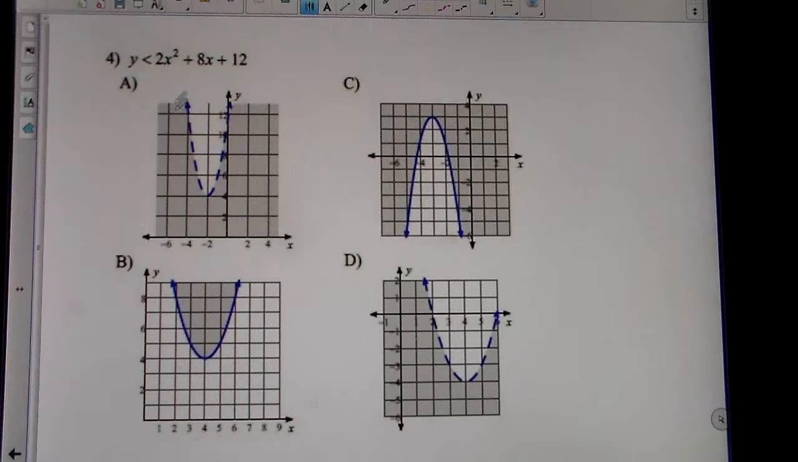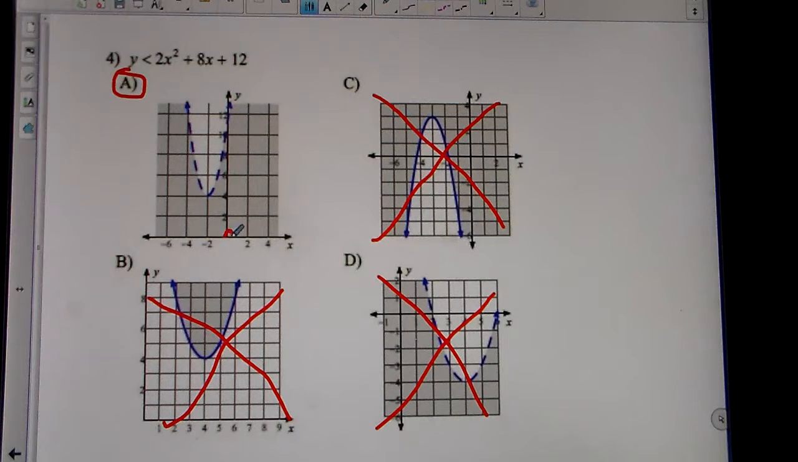We can see option A is in the correct quadrant. Option C is in the correct quadrant. Option B is not in the correct quadrant, so we could cross that out. And option D is not in the correct quadrant. Now this is actually a positive parabola, so the U is going to be going up. So we know C is incorrect too because the U is going down. That's a negative parabola. So our answer actually is A.